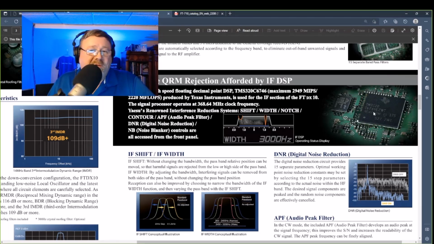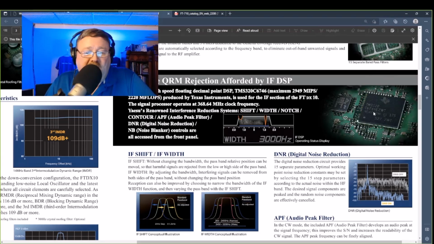What I want you to get from that is to know this: you can't just go by the chip part number and say this radio is going to have better DSP than another particular radio, because you also have the programming that goes into that. There's more to it than just the chip itself. So that was definitely the case.